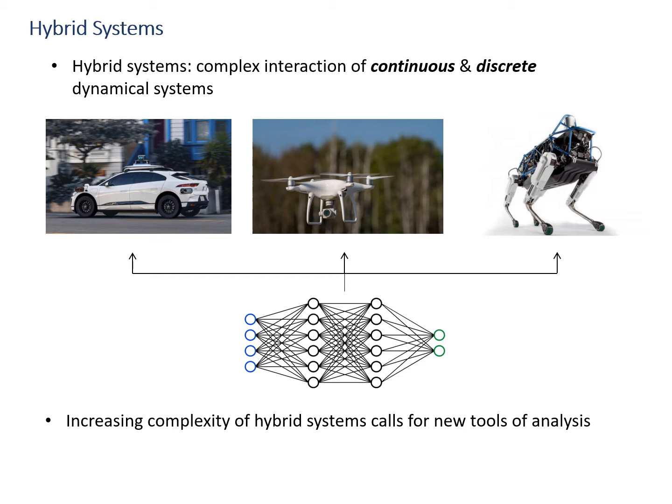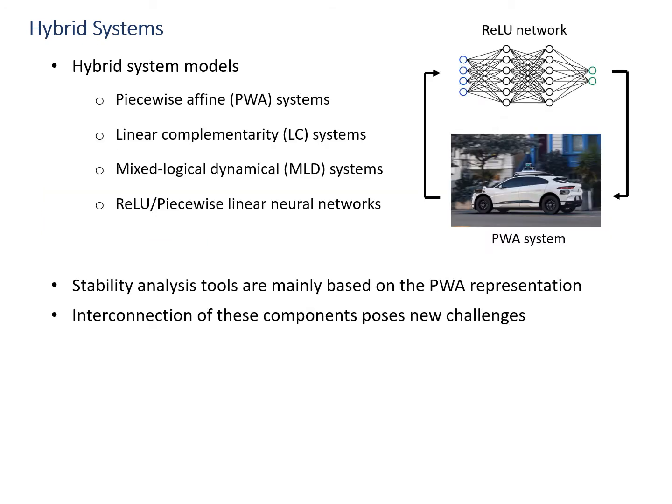As a motivating example, let's consider robotic systems in closed loop with neural network controllers, synthesized either through supervised learning or reinforcement learning. If we want to analyze the closed loop stability of such systems, what are the possible challenges? To be more specific, we may assume that the robotic dynamics is modeled as a piecewise affine system, and it is in closed loop with a feed-forward ReLU neural network controller. Existing stability analysis tools are mainly based on the piecewise affine representation of the system in order to solve a semi-definite program for Lyapunov functions.